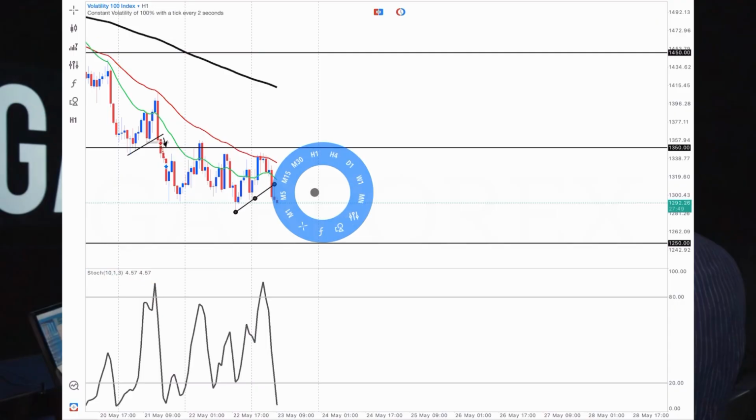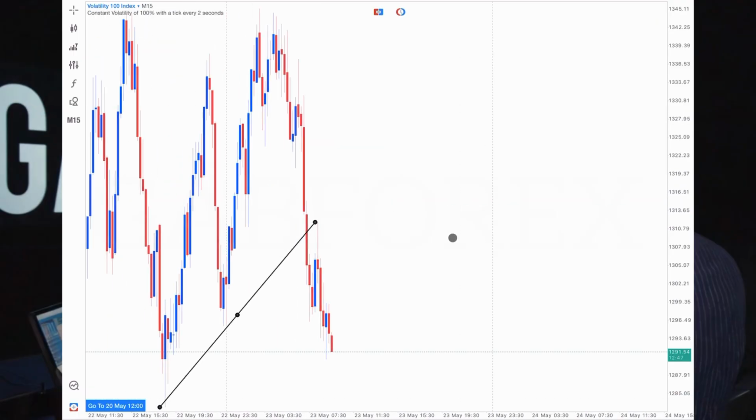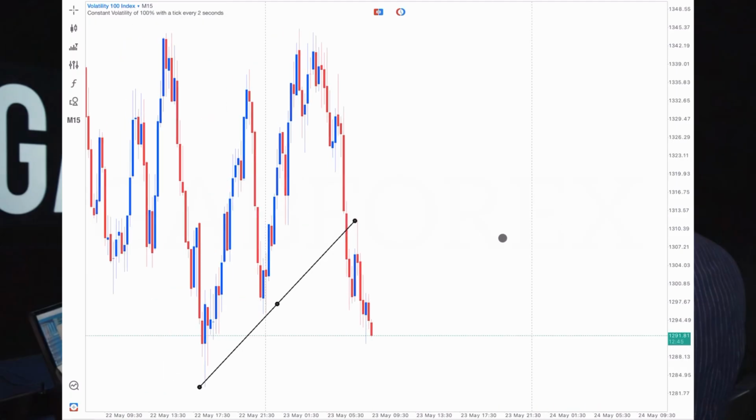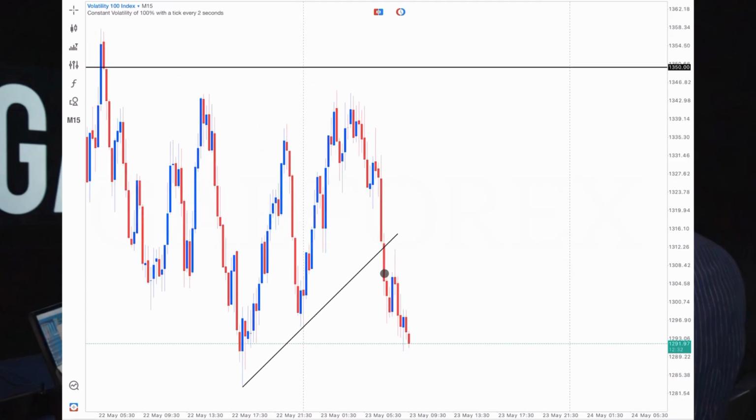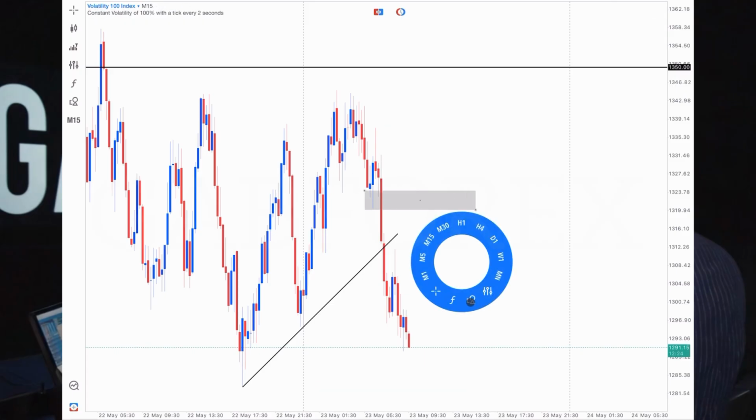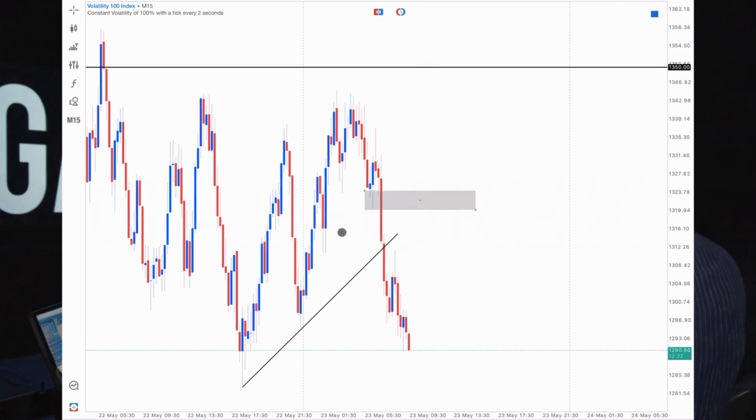All right, so let's go down to the 15 minutes time frame to adjust it properly. So as you can see, we already had the break. So area of interest would be here for the retest, and also here.